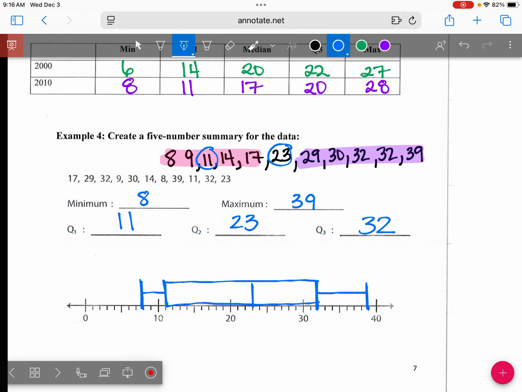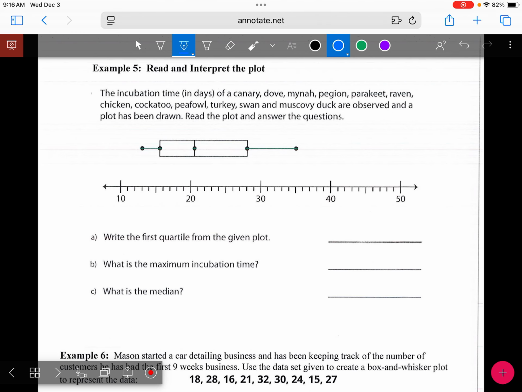All right, let's go to the next page. We just have to answer some questions. We got the incubation time for a canary, a dove, a myna, a pigeon, a parakeet, a raven, a chicken, a cockatoo, a peafowl, a turkey, a swan, and a Muscovy duck. That's a lot. So they looked at the incubation time and they created a box and whisker plot. So this is asking you for the first quartile. So you have to be able to look at this box plot and figure out, because one of these 5 is Q1. So let me go ahead and label these.